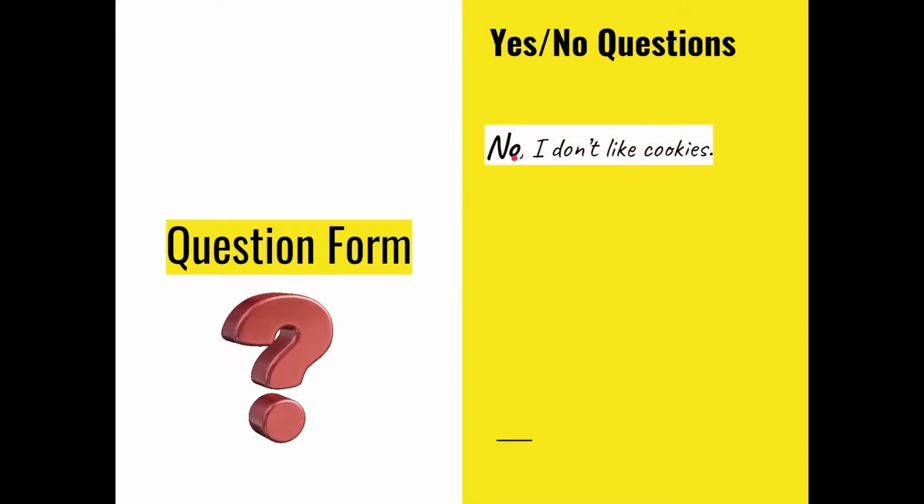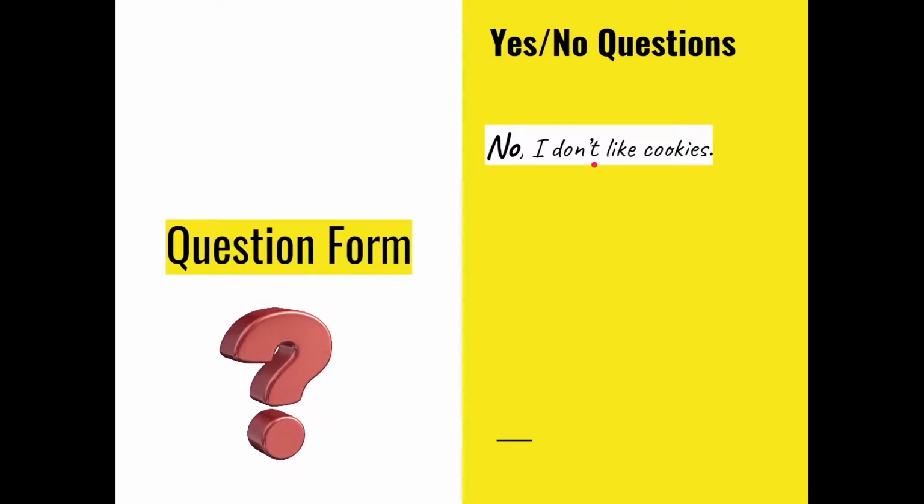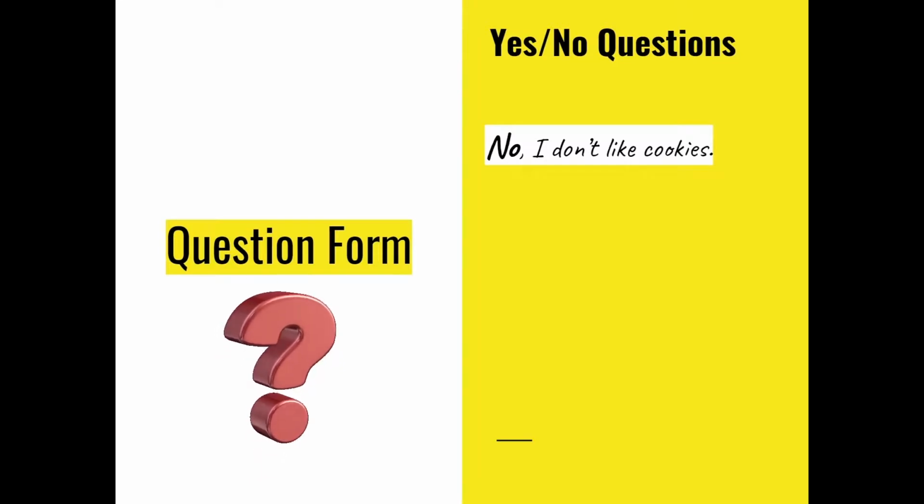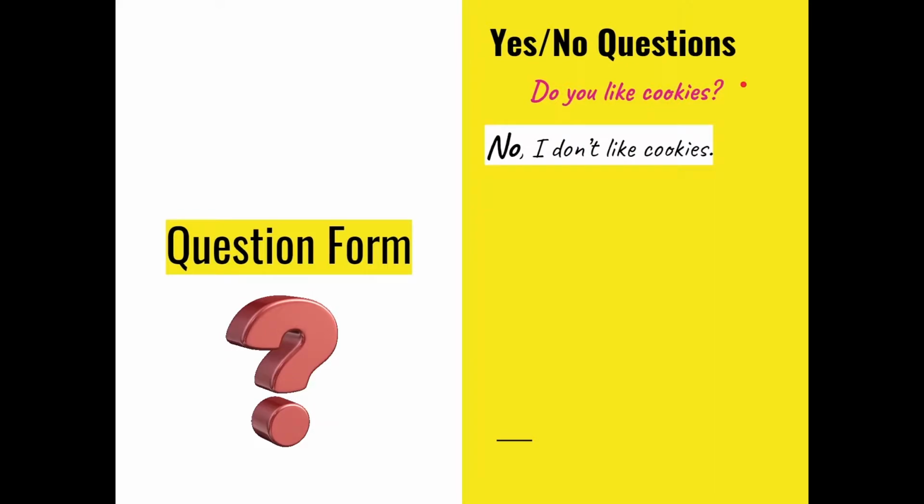This is the answer. No, I don't like cookies. What could the question be? What could the question be if I have no or yes in the answer? No, I don't like cookies. So the question should be, do you like cookies? Did you notice this? I used do at the beginning of the sentence. Do. Because the subject here is you.